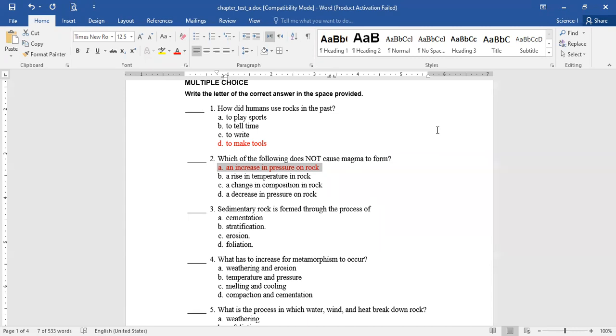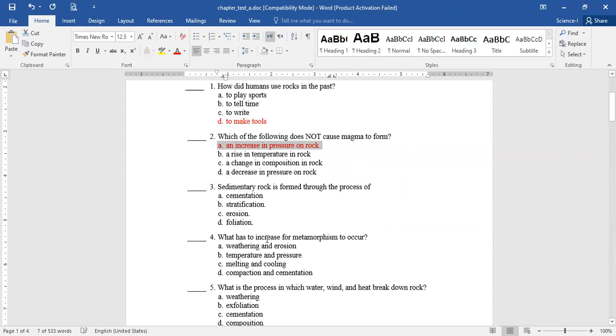Good. Let's pass to question number 3. Sedimentary rock is formed through the process of which one of these? What here? Yes, Ganna. B, stratification. No. Okay. Stratification is a feature of sedimentary rock, but the process which produces the sedimentary rock is, yes, Ahmed? Cementation. Cementation, good, okay.